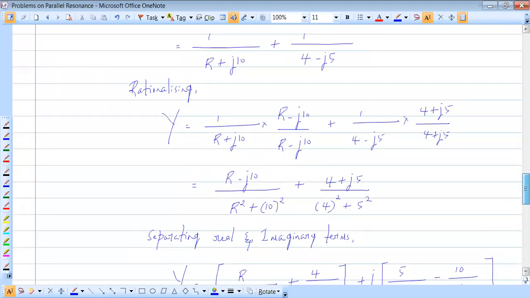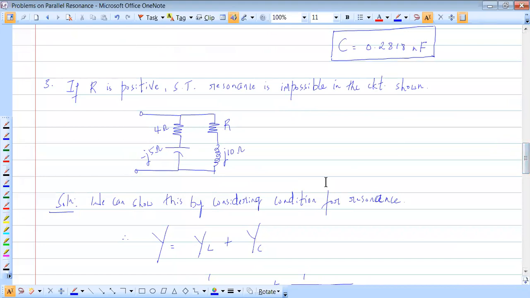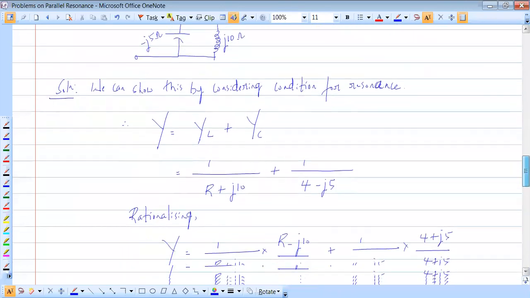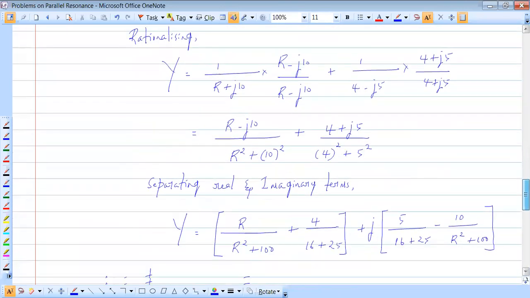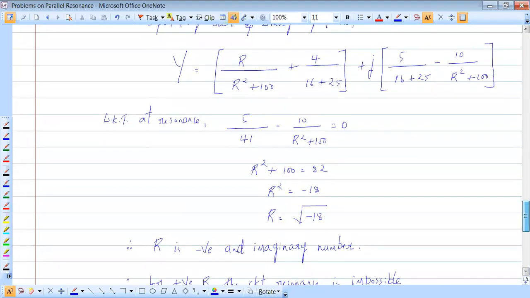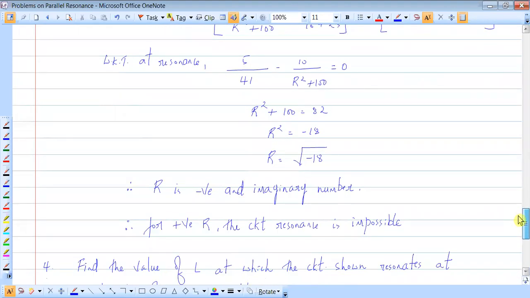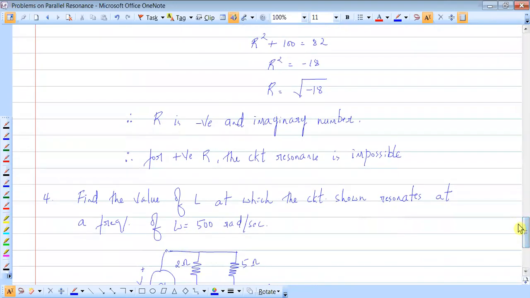See here. Here they had asked us to show that if R is positive, the circuit would never resonate. So we had to see what value of R we would get at resonance. So for that, what did we do? We considered the admittances, right? And we made susceptance zero at resonance, and we saw the value of R, and it happened to be negative. That's why we said for positive R it won't resonate. So this is a way we find out the circuit parameters at resonance.